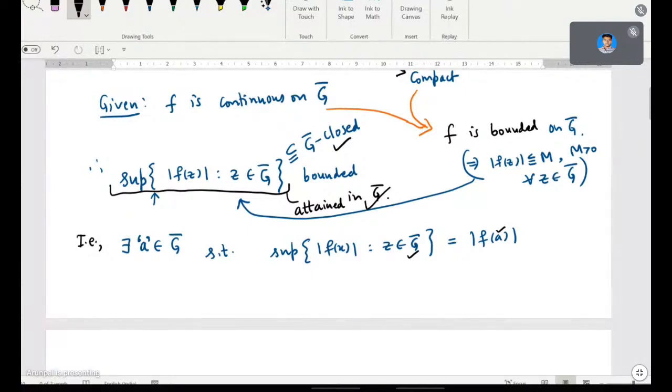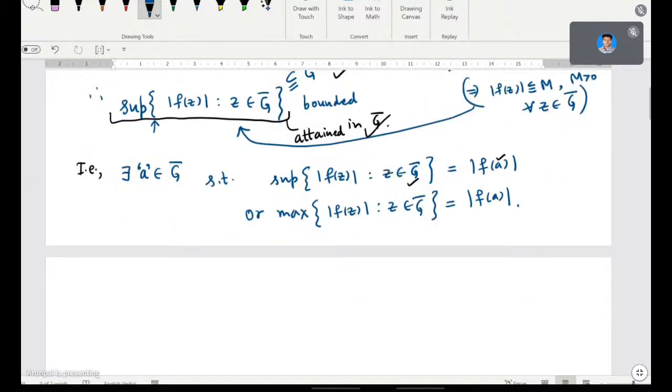So the point is that if it is attained, then you call it now the maximum. It is one and the same thing. Once it is attained, it is the maximum. Is this okay?